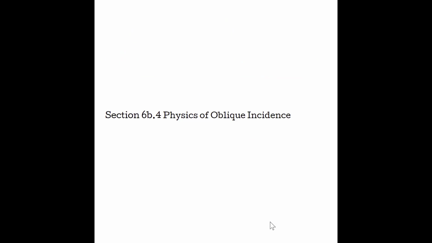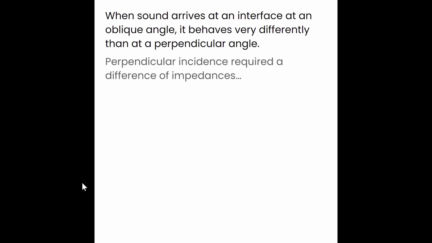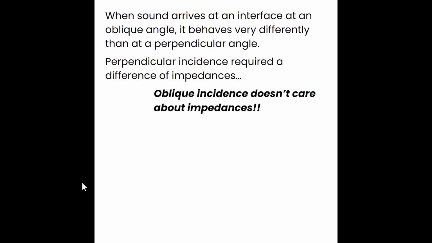Let's switch over then to the physics of oblique incidence. So when sound arrives at an interface at an oblique angle, it's going to behave very differently than at a perpendicular angle. Perpendicular incidence required a difference of impedances. Oblique incidence doesn't care about impedances. They can be similar, they can be completely wildly different, they can be the same. Oblique incidence doesn't care. It's going to do its own thing at that interface.